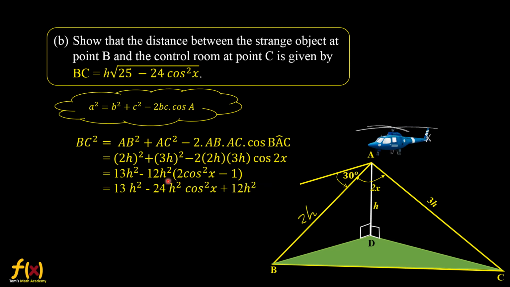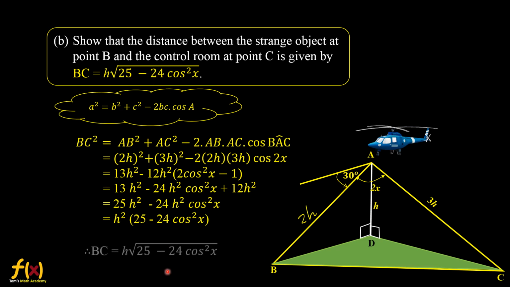Multiply by 12h square, we get 24h square minus 12h square minus 1 gives us positive 12h square. 13h square plus 12h square giving us 25h square. We got it. Now that is BC square. Therefore BC, we take h square outside because the question demands that format. So BC is equal to square root of h square, which is h, and the other terms in the square root. So we are finished with the question.